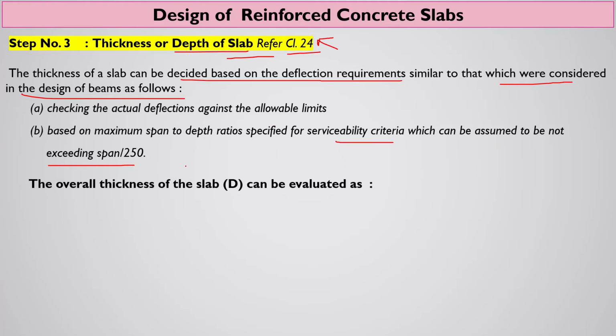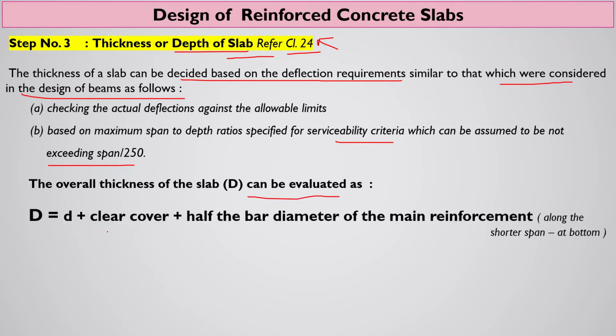The overall thickness of slab, how to calculate? So it is very simple. Again the same formula as in the case of beam, which we are going to discuss now. Total depth of the slab is equal to effective depth of the slab plus clear cover, which we have to decide as per IS code requirement, then half the bar diameter of the main reinforcement.